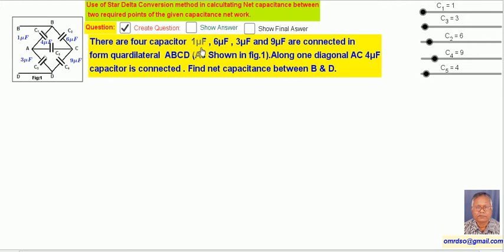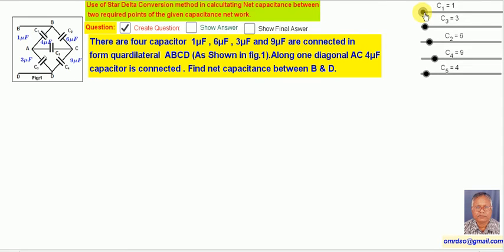There are four capacitors: 1 microfarad, 6 microfarad, 3 microfarad, and 9 microfarad, along the diagonals mentioned. And find out the net capacitance between points B and D. In fact, after finishing this video, I will give a link also. By using that, you can try to solve this yourself. Okay, so let us start from the very beginning.